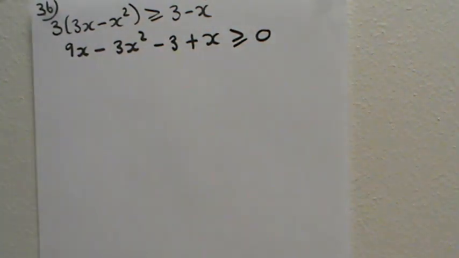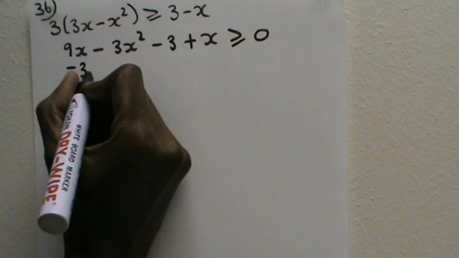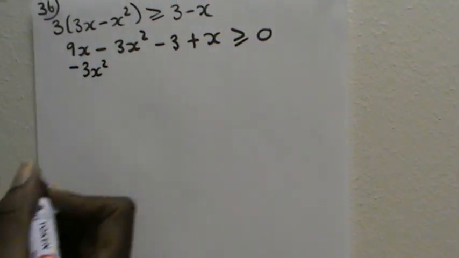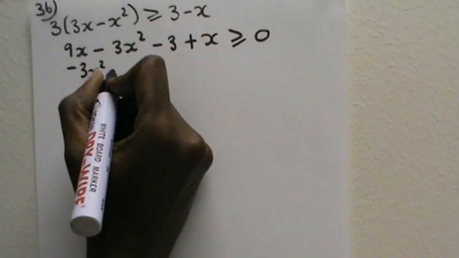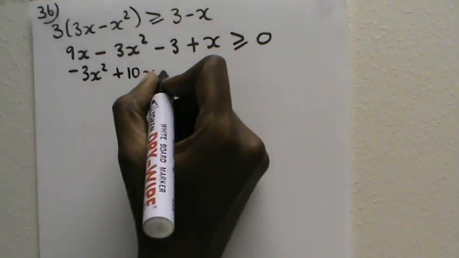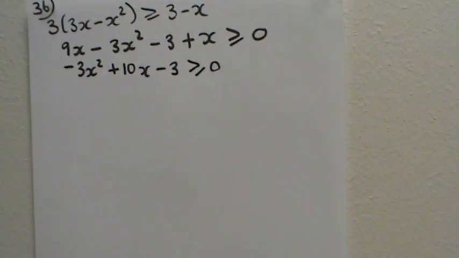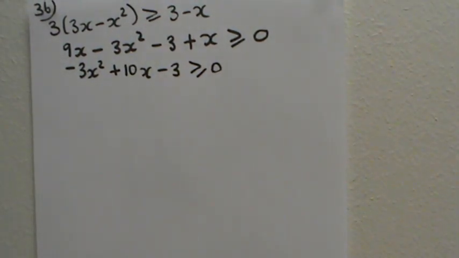Okay, so I can collect my like terms or group them. So I have negative 3x squared, and then this 9x plus x, this is positive 10x, and then this minus 3 is alone. Okay, so all I've done is bring everything to one side and then collect or combine any like terms that I have.